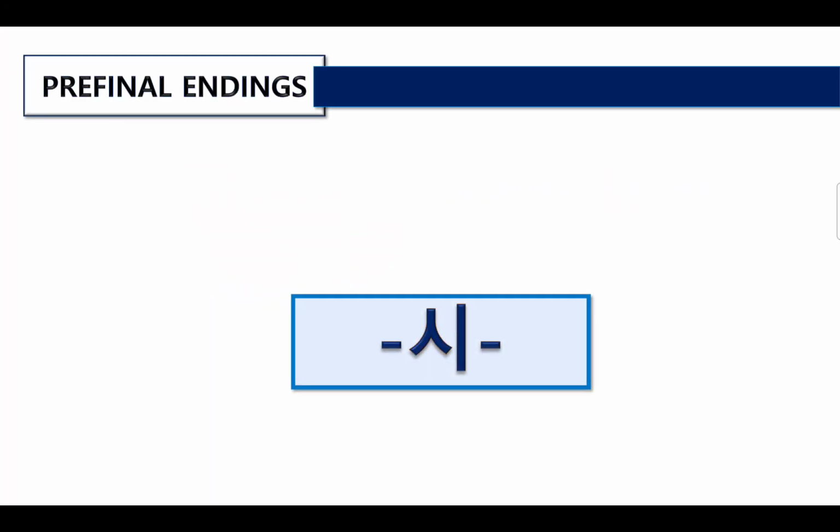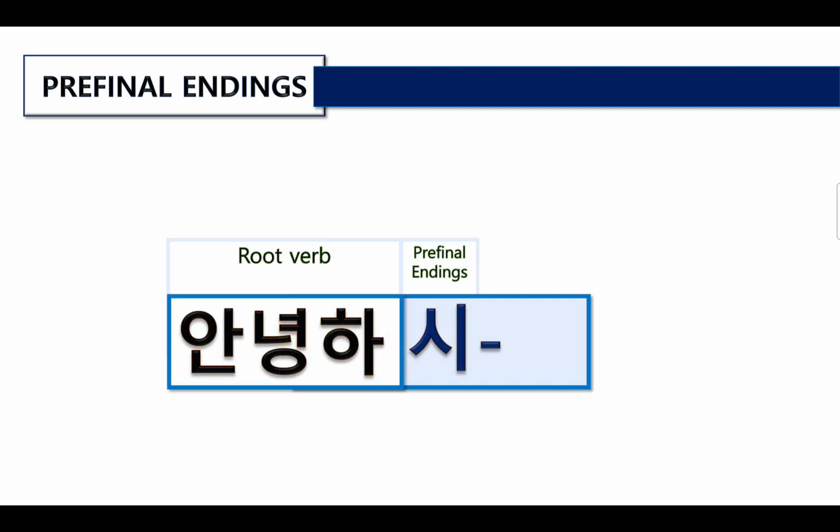자, 시 is a pre-final ending. So what is a pre-final ending? Behind the root verb, we put pre-final endings and final endings. So what shall we put in front of 시? We put the root verb in front of 시. How about behind 시? So 안녕하 is the root verb. 안녕하 means safe.